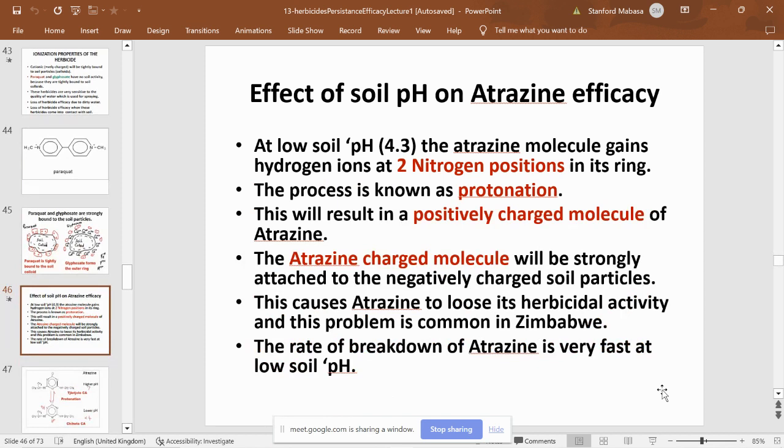Now let us look at the effect of soil pH on a pre-emergence herbicide, for example, atrazine. Now on low soil pH, let's say 4.3, atrazine will attract hydrogen ions at position 2, at nitrogen, which is at position 2 in its ring. And this process where atrazine will gain hydrogen ions is known as protonation.